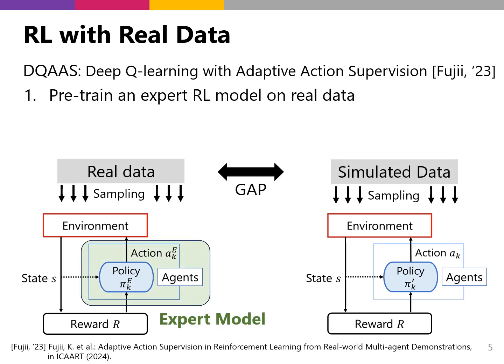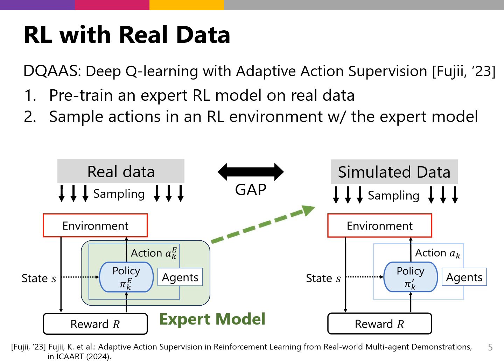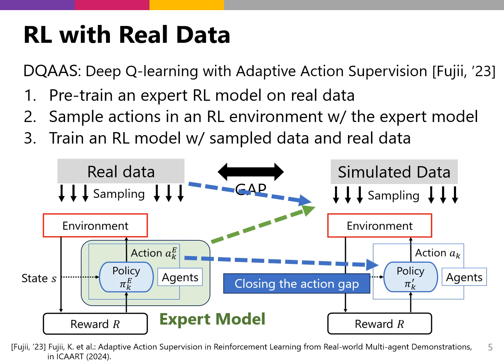In the first step, an expert RL model is pre-trained on real data. In the second step, data with states and actions are sampled in the RL environment using the expert model. Finally, the reinforcement learning model is trained on a mixture of the sampled data and the real data.